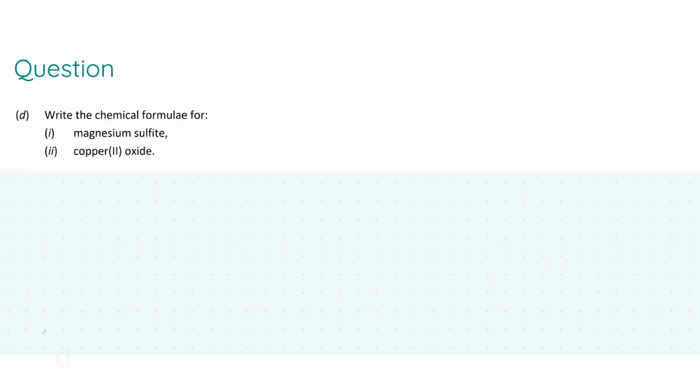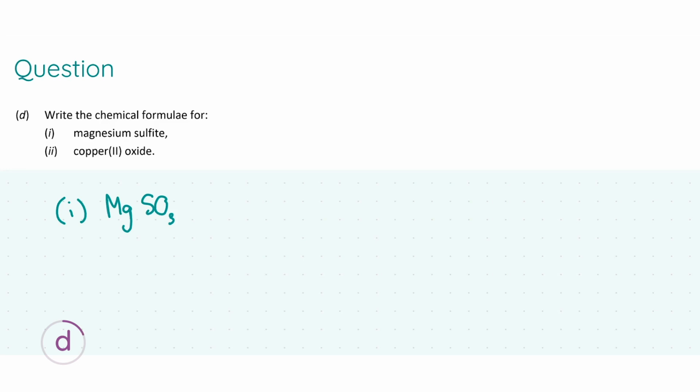Okay, so question D is quite a random question, doesn't really belong to any chapter specifically. It asks us to write the chemical formula for magnesium sulfite and also the chemical formula for copper 2 oxide. So the first one, magnesium sulfite. You're obviously going to have your magnesium, which is Mg, and then sulfite is SO3. If it was sulfate, it would be SO4.